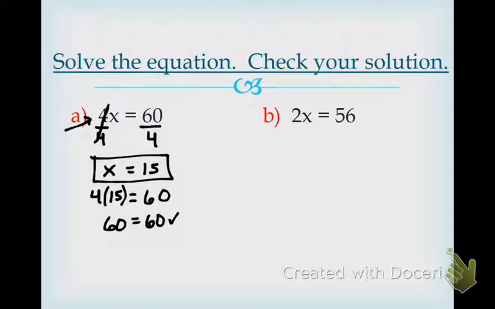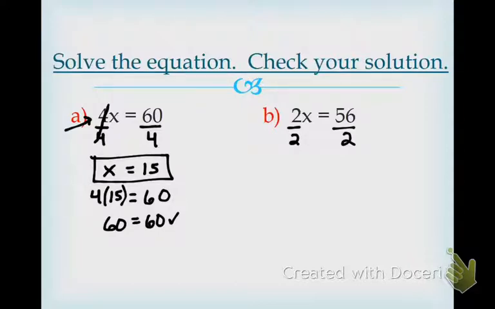All right, let's see here. 2 times x equals 56. What is keeping the x from being alone? 2. Not just 2. What operation goes with it? Times 2. What's the opposite of times 2? Divide by 2. If I divide by 2 on the left side, divide it by 2 on the right side. What happens to my 2 divided by 2? That equals what? 2 divided by 2 equals 1.